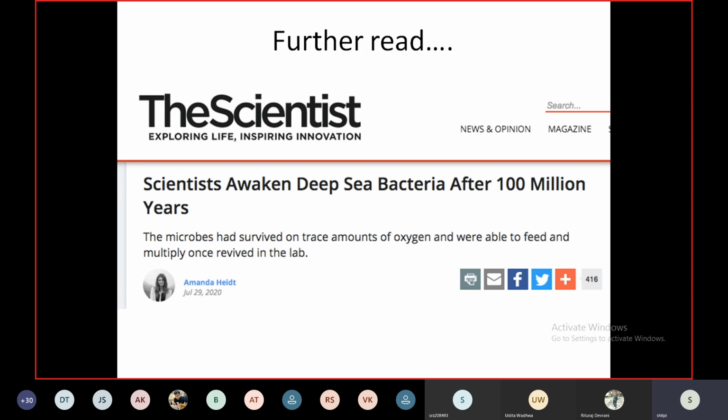I have just mentioned some interesting articles that I could find related to the diversity of microorganisms. Very recently, this is from July, scientists have been working towards awakening deep sea bacteria that have been preserved for like 100 million years. So this made a very interesting read.